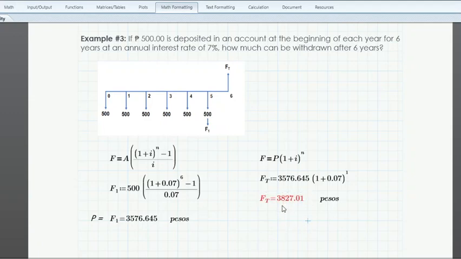Okay? So, this is the final answer for example number 3. If you have not watched the video on compound interest, watch it so that you can see why our formula turned out this way. So, you can mix and match formulas. You can use compound together with annuity. They can work together. In one problem, you can use two formulas.